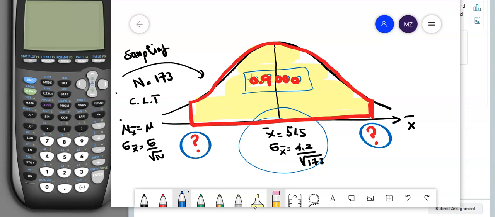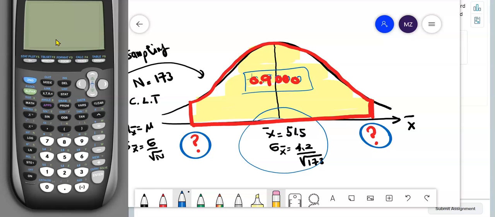This is what we're going to use on the calculator, and it's called inverse normal. How do you get the inverse normal? First of all, go to second and vars, and the function is the third one. You see it here, inverse normal, and as soon as you open it, it asks you for the area, the mean, and sigma.